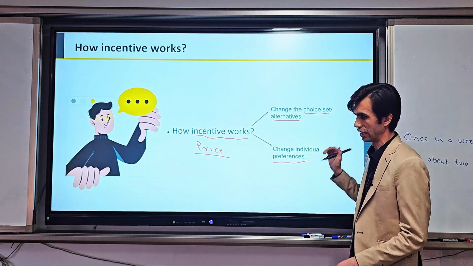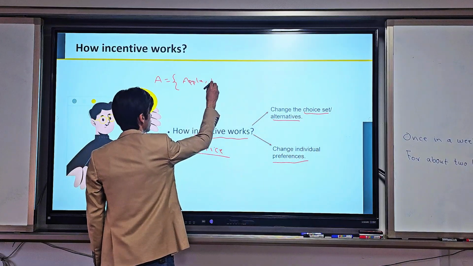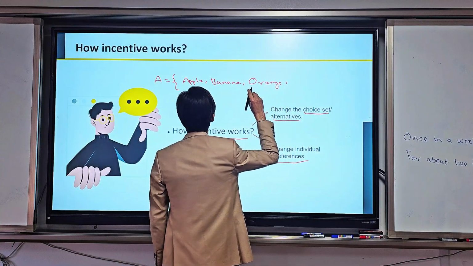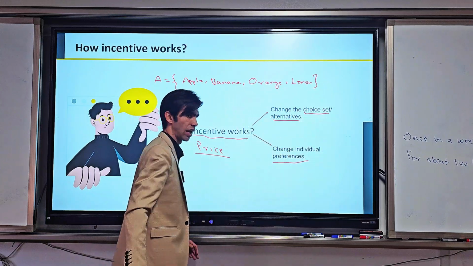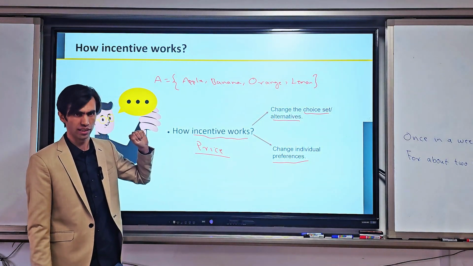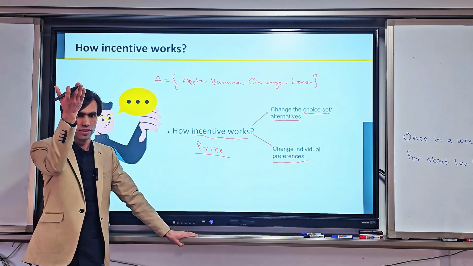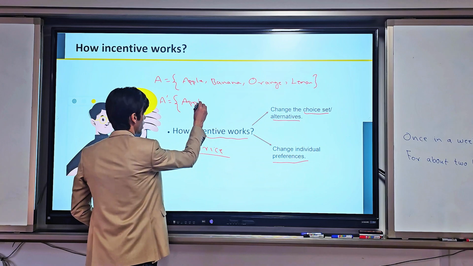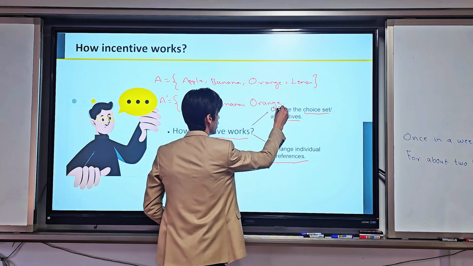First, it affects the choice set. For example, we have choice set A. In choice set A, we have apple, banana, orange, and lemon. But one incentive, for example price, may affect us to change our choice set. For example, it's winter, and in winter the price of lemon is very high. So then, because of the higher price of lemon, our next choice changes. What is cheap in the winter?